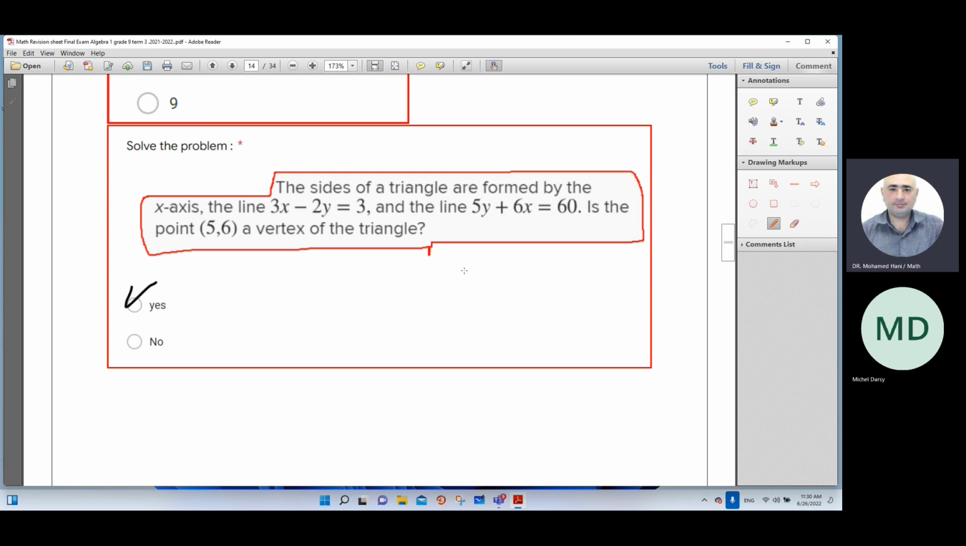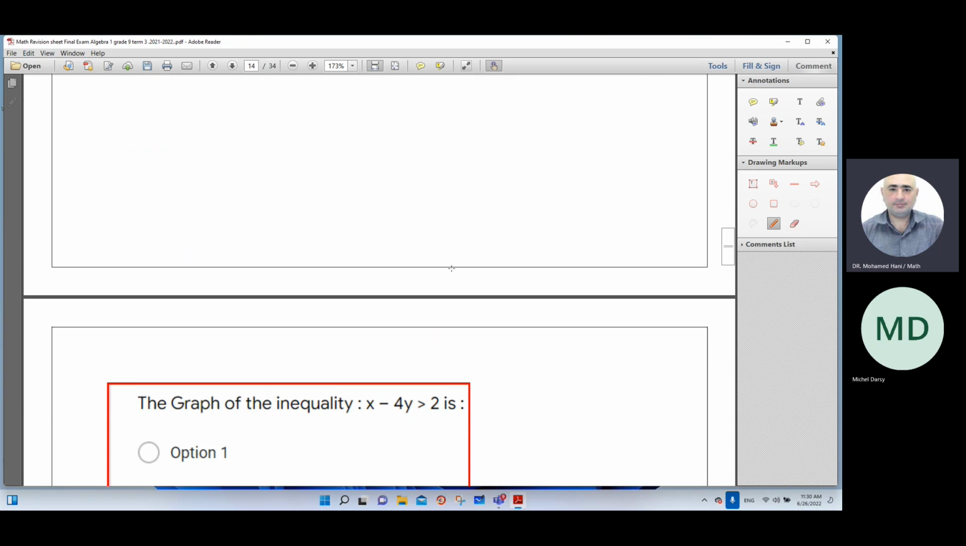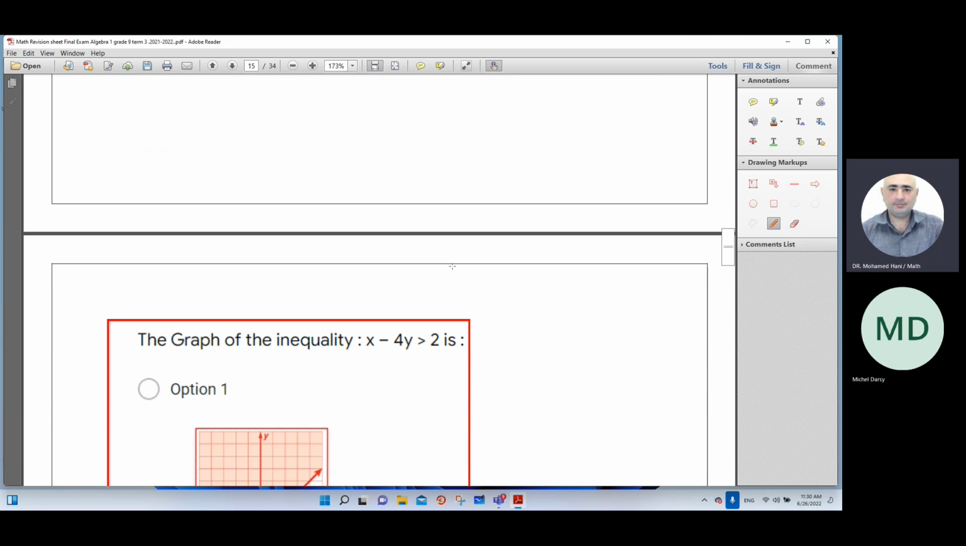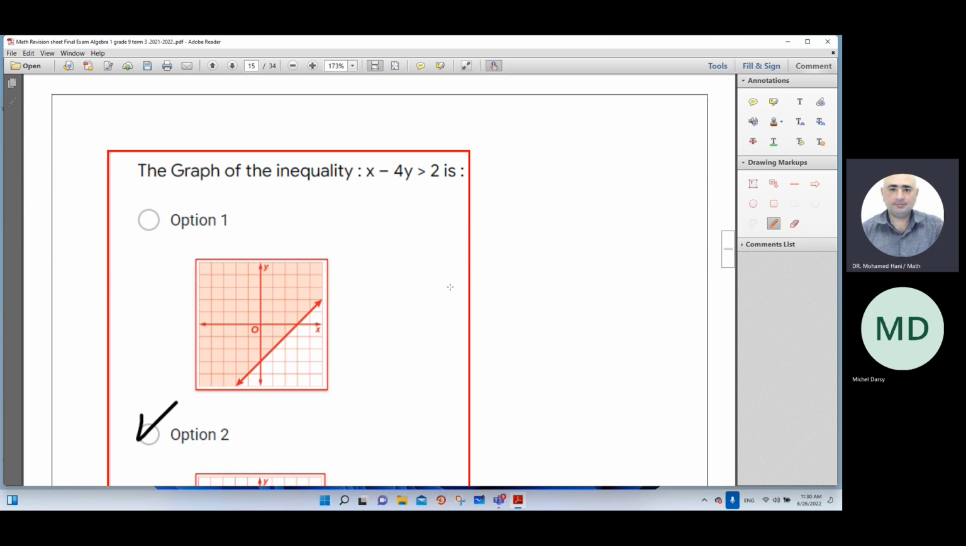And here the same idea, we can use the system of equations. The graph of the inequality: we have this inequality. To graph the inequality, we want to find two points. So we can use a table here. This is x and this is y.